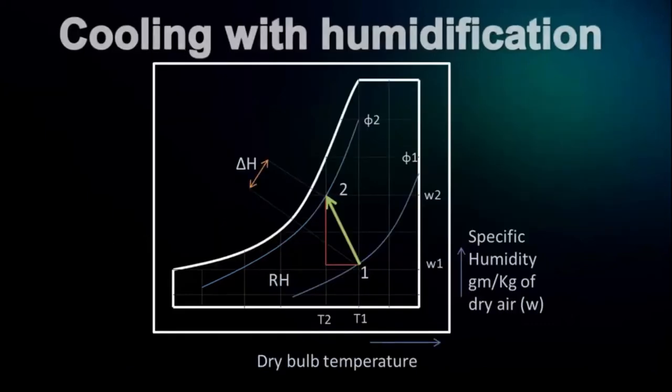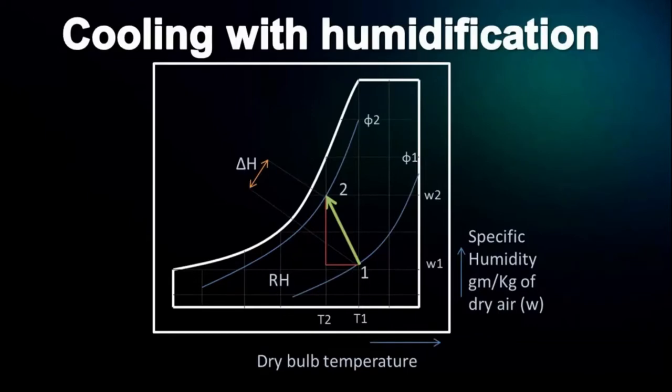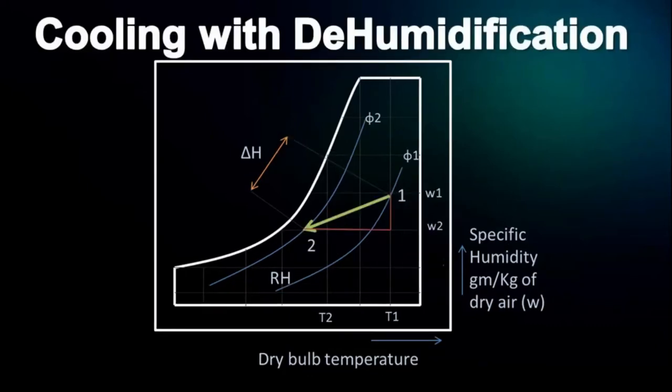Next, cooling with humidification. In this process, the dry bulb temperature decreases from T1 to T2 as well as specific humidity increases from W1 to W2. The process can be shown on the psychrometric chart by an arrow pointing from 1 to 2. Next, cooling with dehumidification. In this process, the dry bulb temperature as well as specific humidity decreases. The process can be shown from 1 to 2 and relative humidity in this case increases from phi1 to phi2.